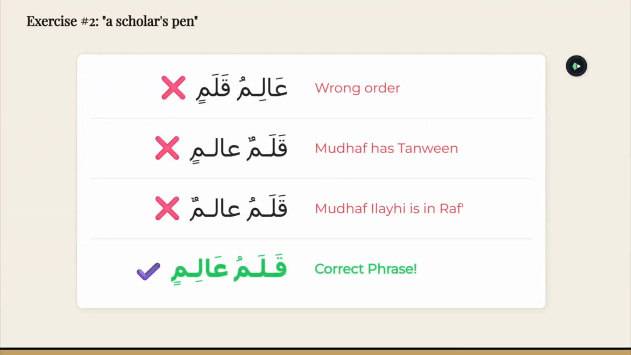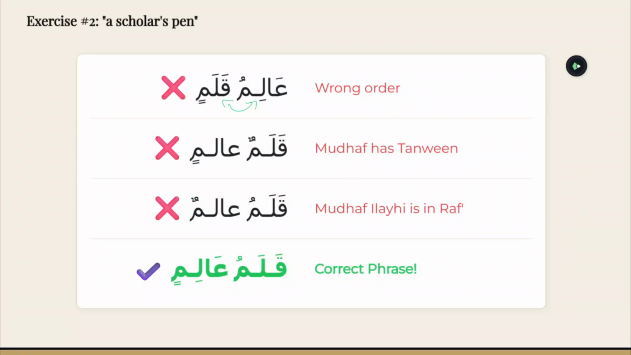The scholar's pen. So number 1, what's the mudaf? What's the mudaf ilayh? Once again, the pen is the mudaf, the scholar is the mudaf ilayh, the pen belongs to the scholar. Okay, the pen is the possessed, the scholar is the possessor. Therefore, if you say alimu qalamin, rule number 1 is not being applied because we told you the mudaf, the possessed, has to come first. You have to invert alim and qalam.